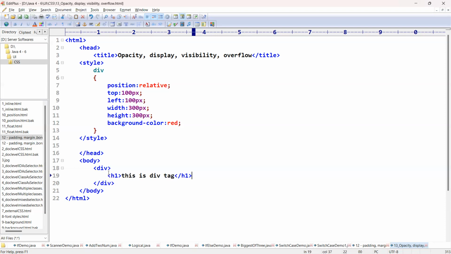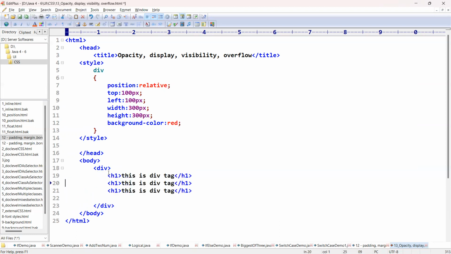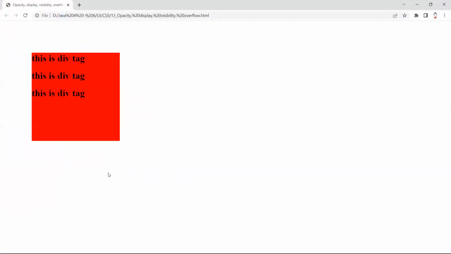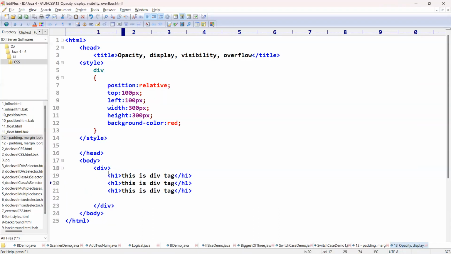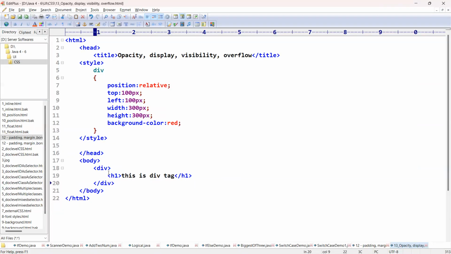So if I want to give one more division, okay, but as of now, one division is quite enough to demonstrate all those properties. So first one, opacity.